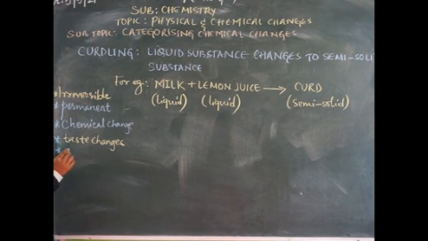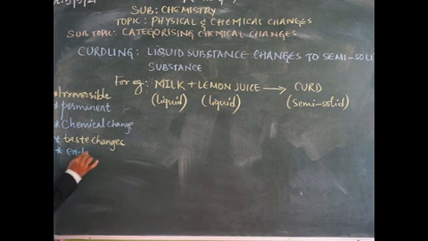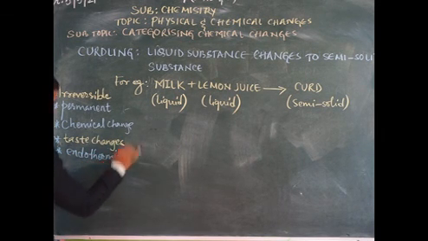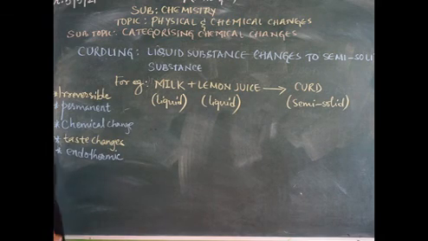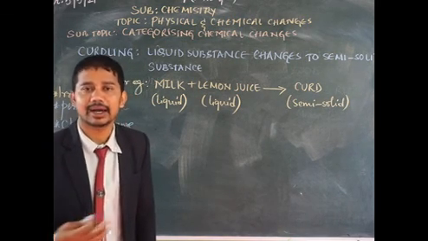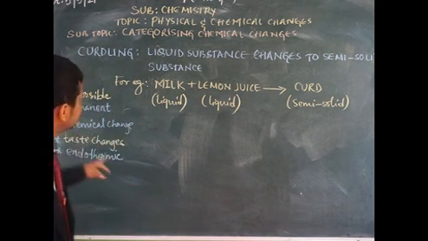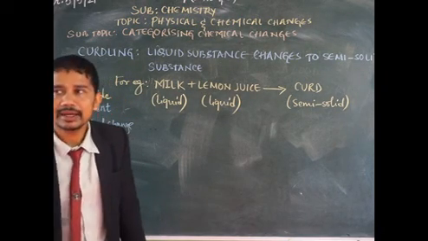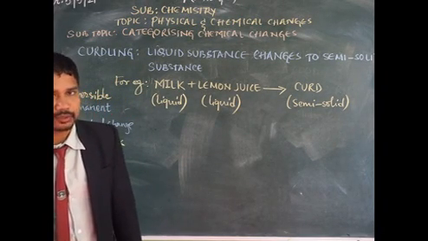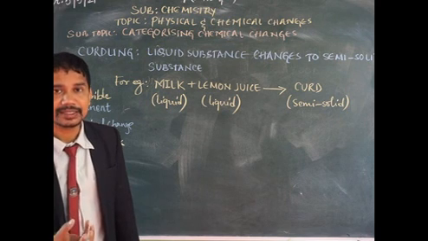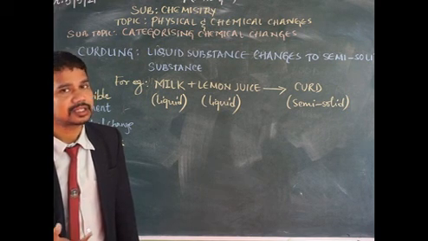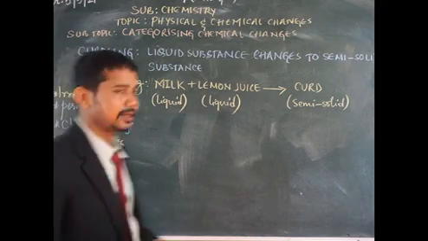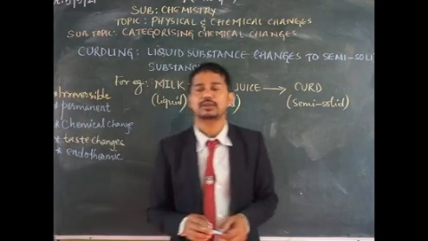So last class we learned about 3 chemical changes, that is respiration, burning and roasting. All are exothermic changes. And today we are learning curdling, then digestion, and then cooking. All these are endothermic changes. That means in all these heat is absorbed. It is not given out, it is absorbed. So this happens in curdling, and curdling is used for making yogurt and cheese.